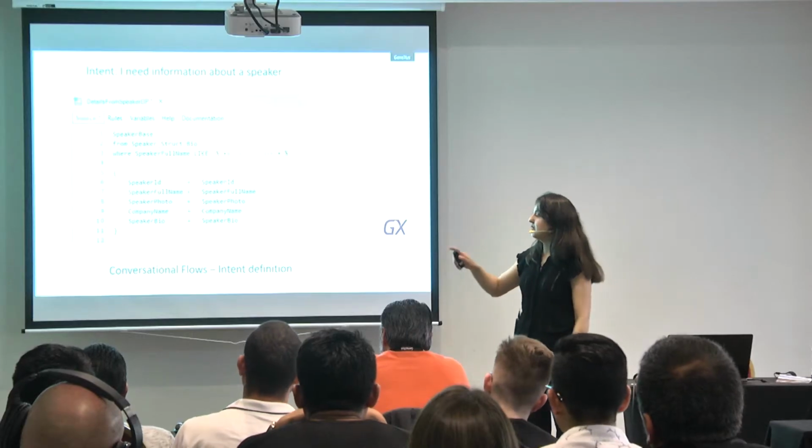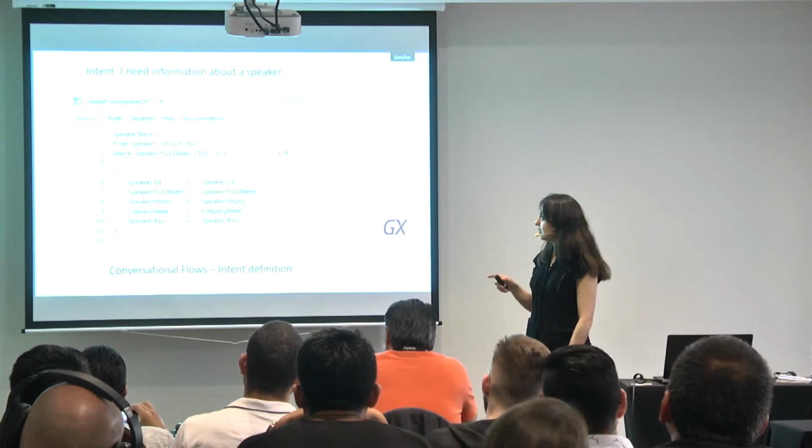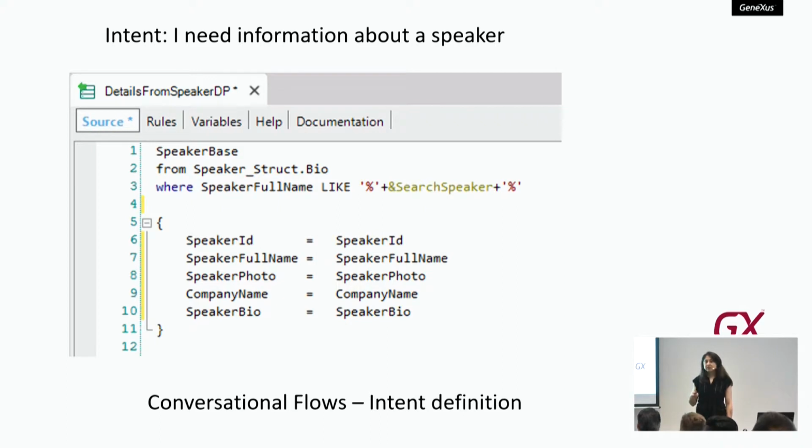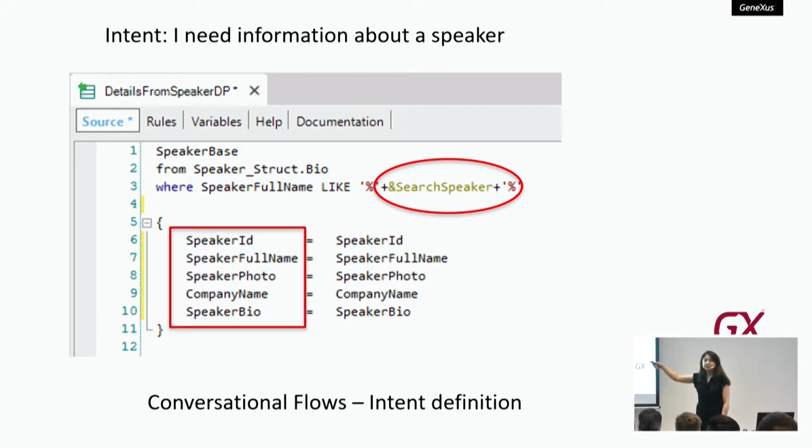So let's see how an intent is solved, which is what you're going to do in the practical workshop. Let's say that you want information about a speaker. The first thing is to search in the KB for an object concerning the speaker, or create it. What I have in the KB is a data provider that receives the speaker as a parameter and sends back certain information: the picture, the biography, the name, and the company he works for.